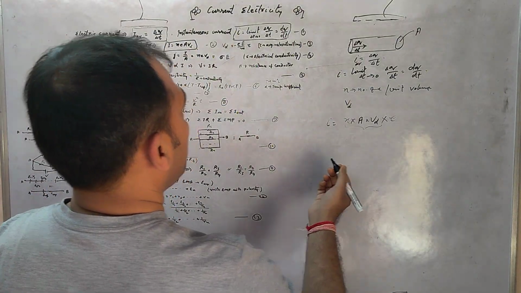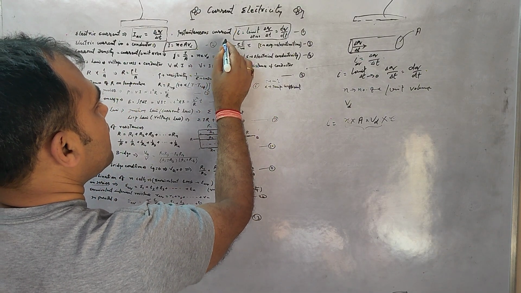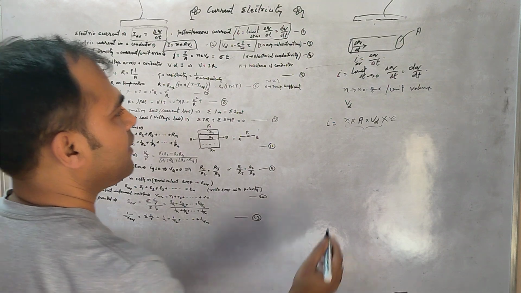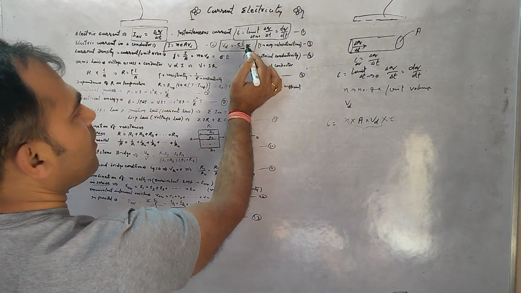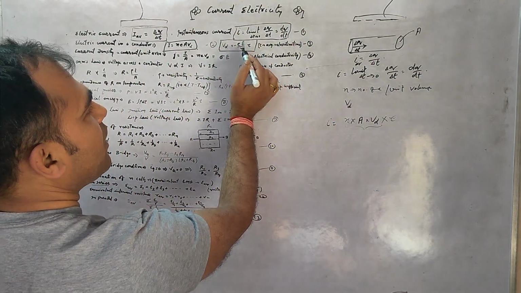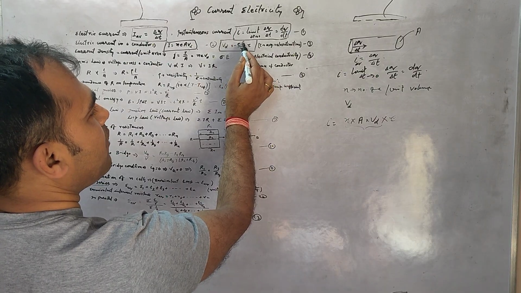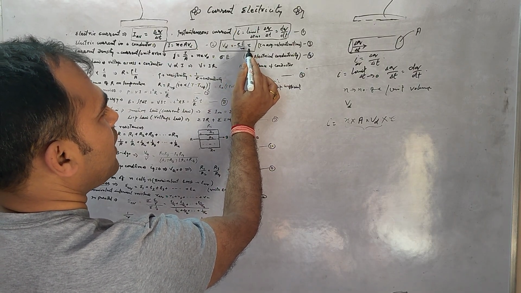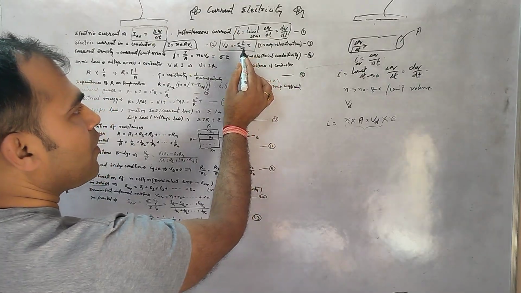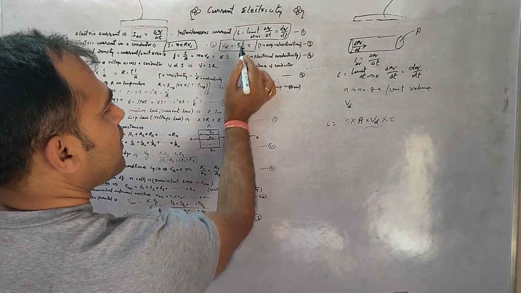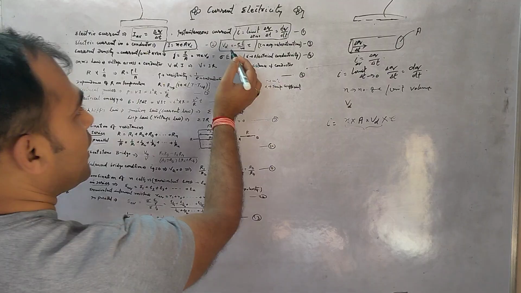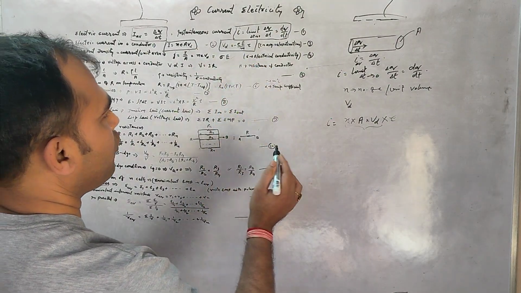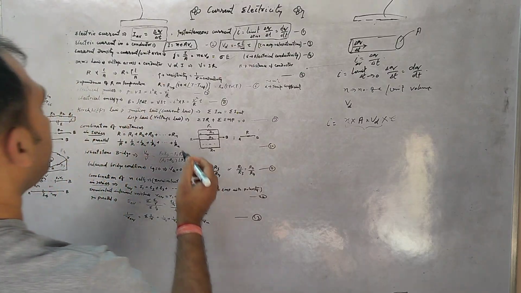Now what is the value of vd? See, in any electric field E, the value of vd can be given by eE by m into tau, where tau is the average relaxation time and E is the electric field, small e charge on electron, m mass of electron. So here you can see.